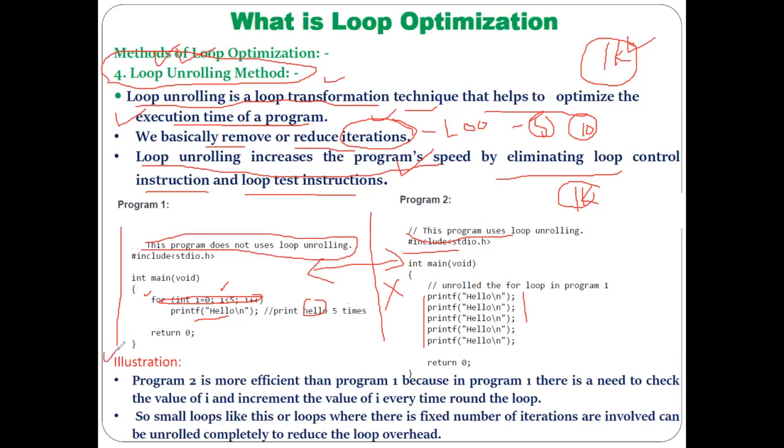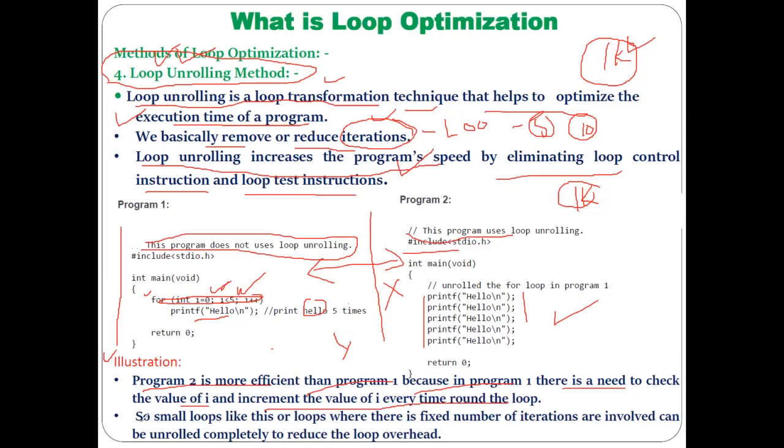So the same thing is mentioned here. Program 2 is more efficient than program 1, because in program 1 there is a need to check the value of i and increment it every time. Means here every time you need to check the value of i, and every time the value of i has to be incremented. Understood? So this is a kind of overhead in this kind of code.